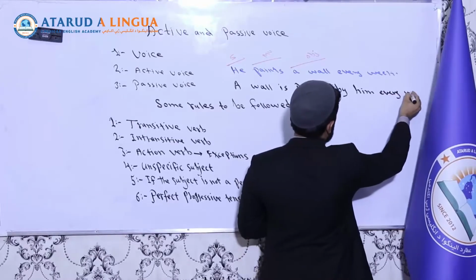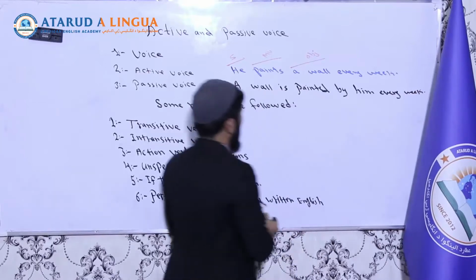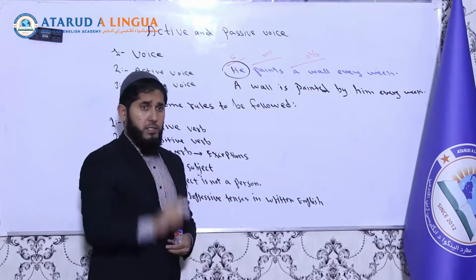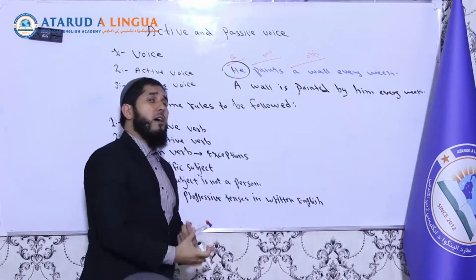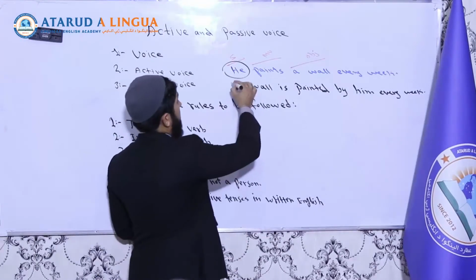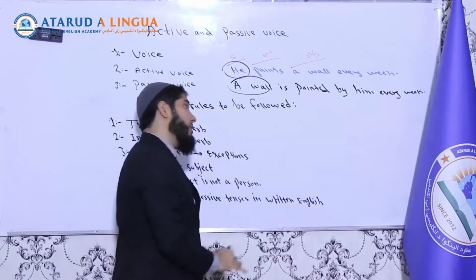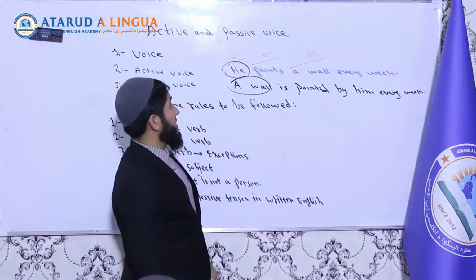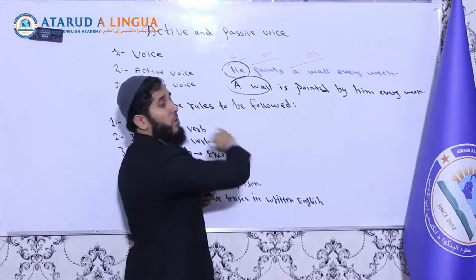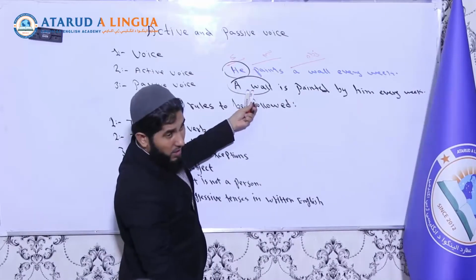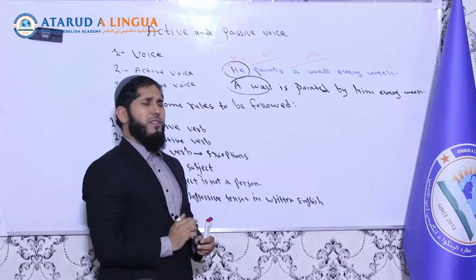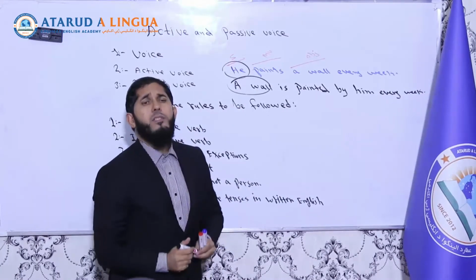Look, active voice. If the subject of a sentence is the doer of action, it is called active voice. If the subject of a sentence is the receiver of an action, it is called passive voice. In the second sentence, the subject, according to the grammatical structure, is a wall, and it is not the doer of the action, but it is the receiver of the action, and that's why we call it passive voice.